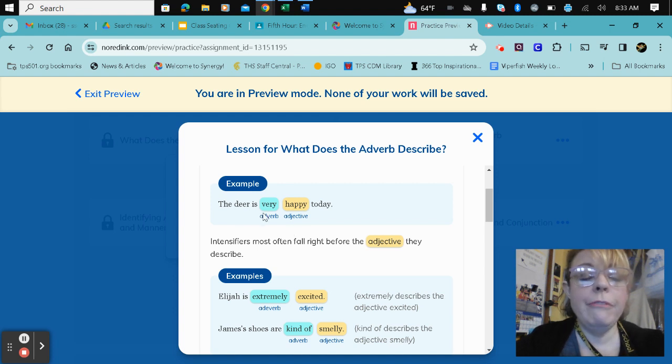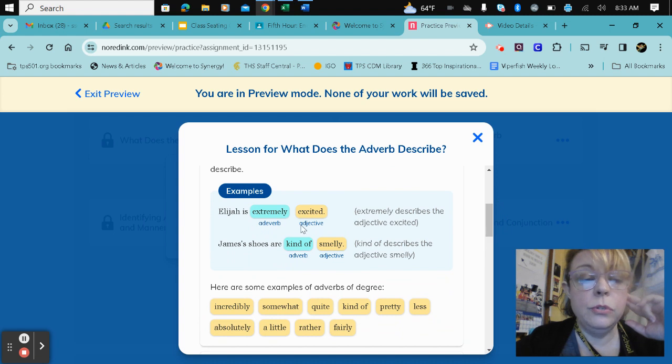The deer is very happy today. So this word, the adverb, is describing the adjective in the sentence. It could describe the adjective or it could describe a verb. Intensifiers most often fall right before the adjective they describe.